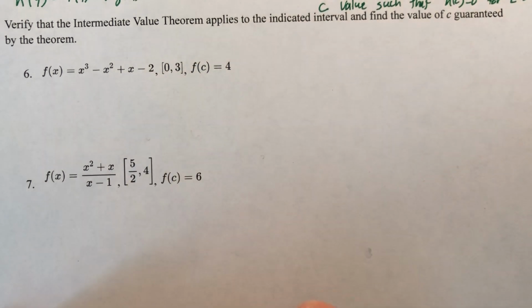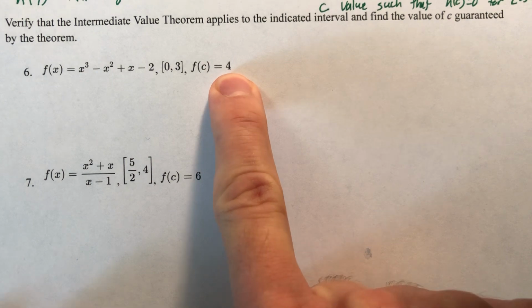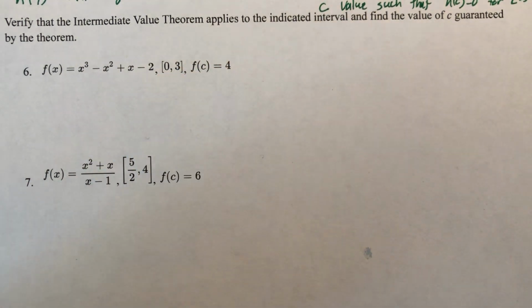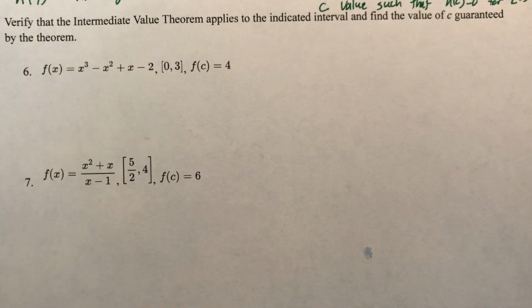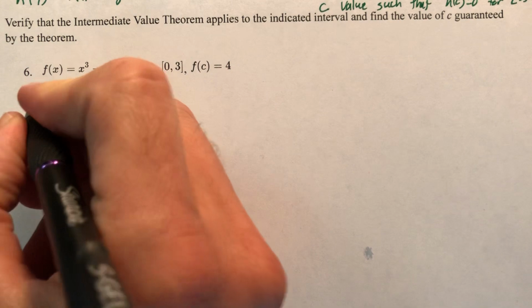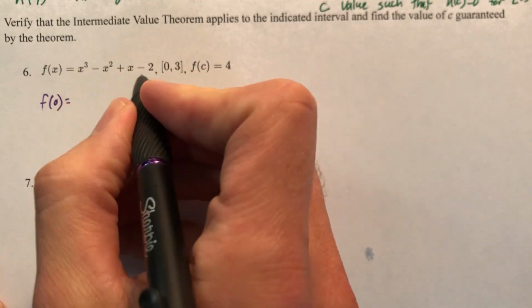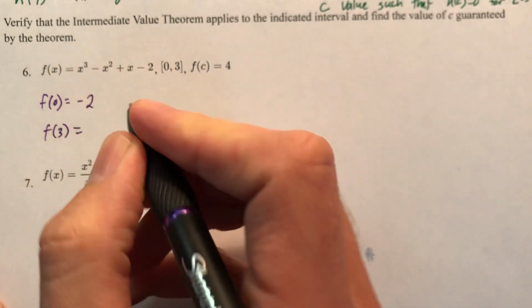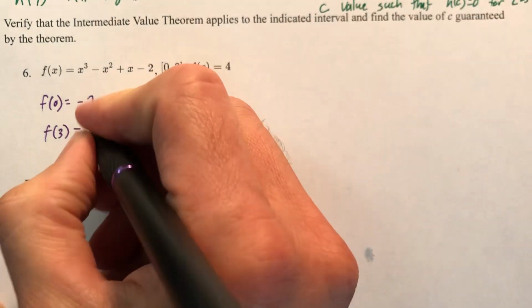Number two: is the y value that we are looking for in between the y values that are generated from the endpoints of the interval? And I don't know that. So let's grab a pen and figure it out. I'm going to figure out what f of 0 is. There's the 0, and I can just do this one in my head. I get -2. And then f of 3, I'm going to save you the trouble. You know how to do math. It's 19.